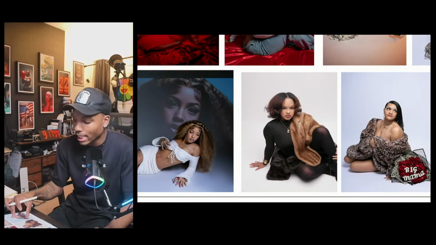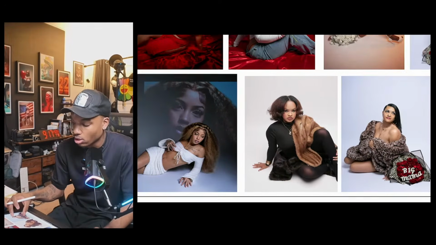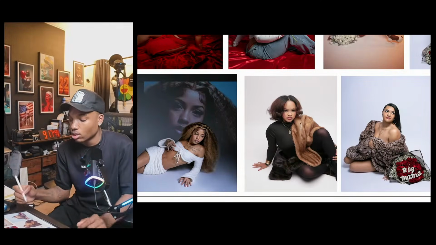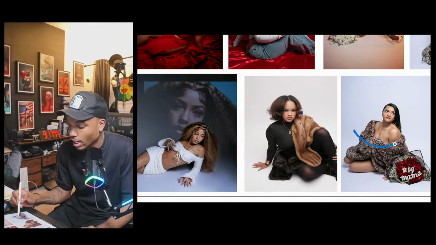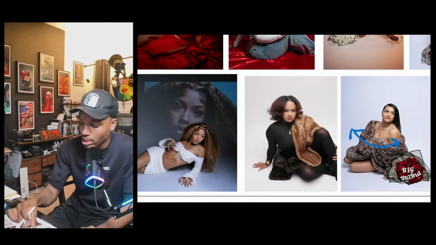Same vibe again, another variation of the same pose that we can see right here. If this thing lets me draw on it, if it does or doesn't, I don't know what's going on right now. But same variation, same pose, but I changed the angle of the subject. I turned her, I shifted her. She's standing up fully.